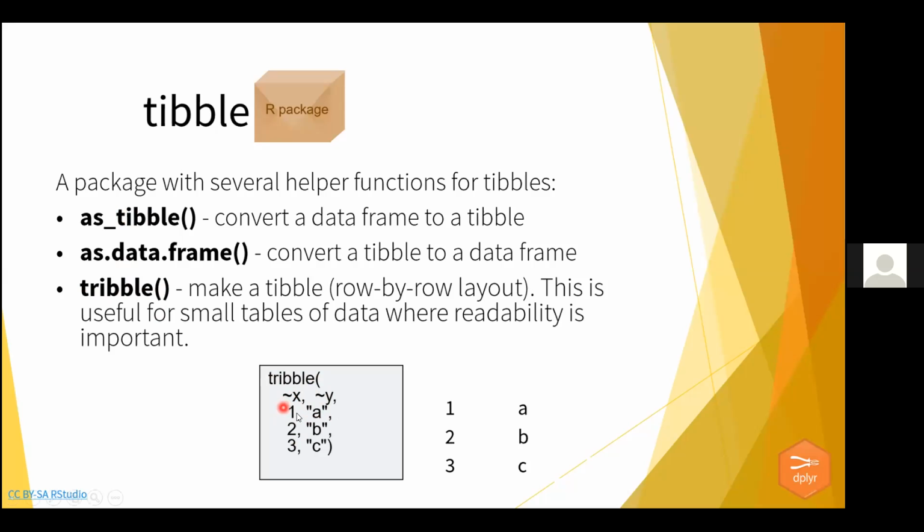and these are the cases. In the first case, 1 goes into x and a goes into y. y is of character type, that's why double quotes are there. In the next case, 2 goes to x and b goes to y. So tribble enters the data row wise. The entry is different: in tribble, data entry is row wise, while in tibble, data entry is column wise.